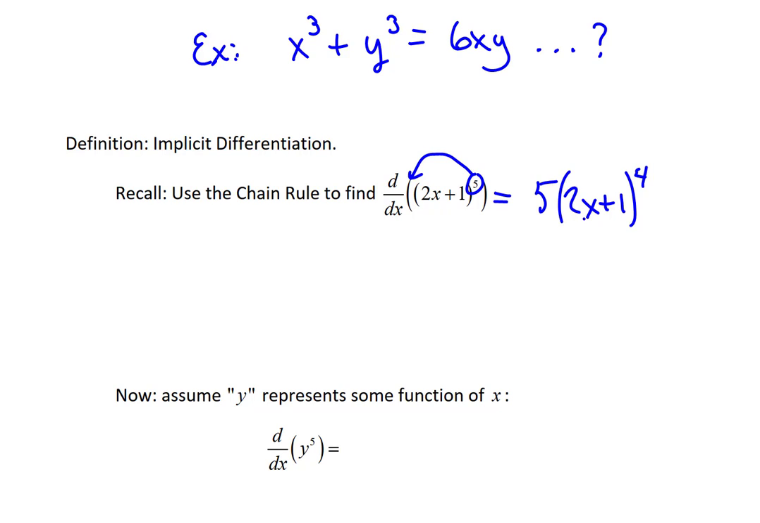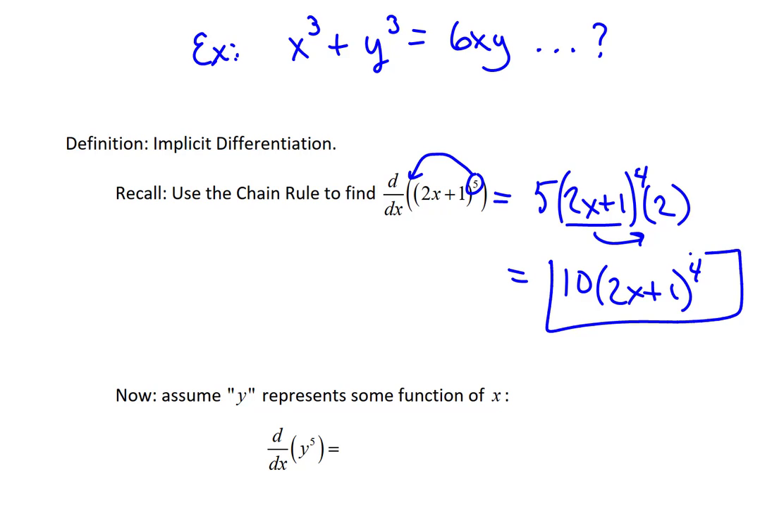But then, don't forget, this chain rule says you have to take the derivative of that inner function and multiply by it at the end. Of course, the derivative of 2x plus 1 is just 2, so we have to multiply by that extra 2 at the end, which means altogether, we'd simplify this and say it's really 10 times (2x plus 1) all to the 4th. Okay, so that's chain rule derivatives, which we've done by now. That's not the point of this lesson. But if you understand the chain rule well enough, you can see that implicit differentiation is really just the chain rule. It just looks strange until you see it as that.